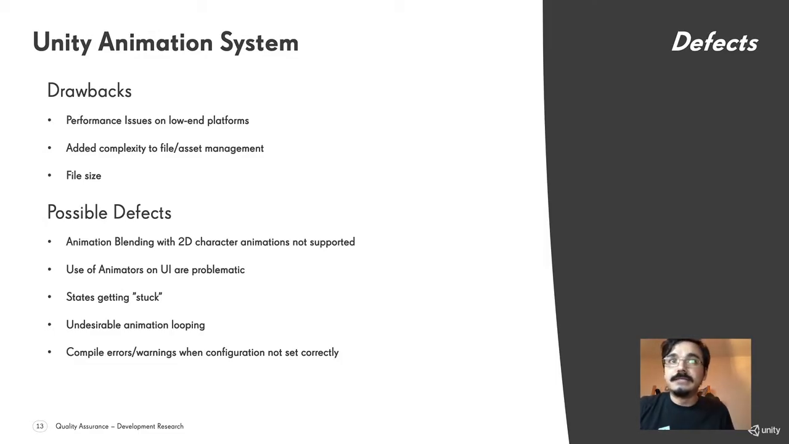States can get stuck. Undesirable animation looping, because as soon as you drag an animation clip into your animator, it defaults to loop. So sometimes you'll get these weird, undesirable looped animations, which you have to physically turn off. Also, you could get compile errors or warnings when the configuration of certain parameters is not set correctly.